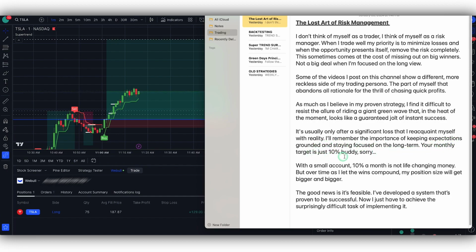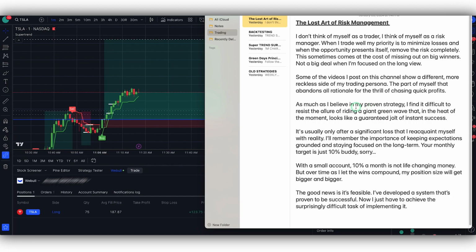Your monthly target is just 10%, buddy. Sorry. With a small account, 10% a month is not life-changing money. But over time, as I let the wins compound, my position size will get bigger and bigger. The good news is it's feasible. I've developed a system that's proven to be successful. Now, I just have to achieve the surprisingly difficult task of implementing it.